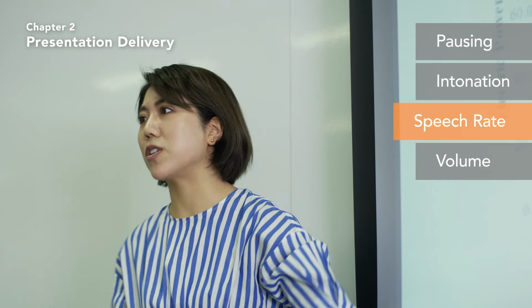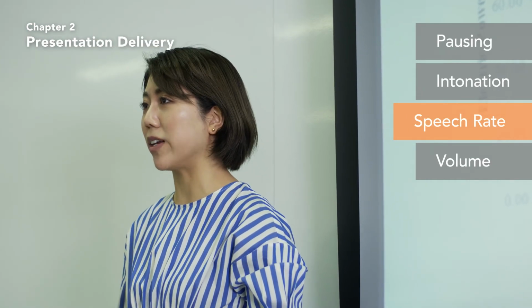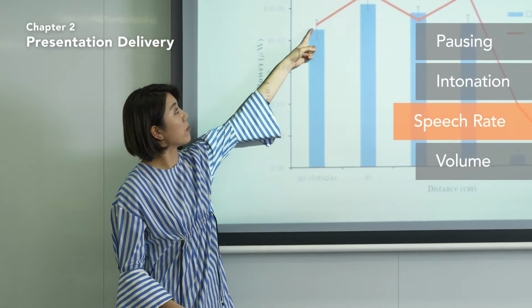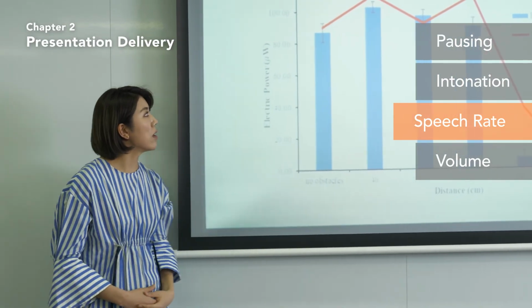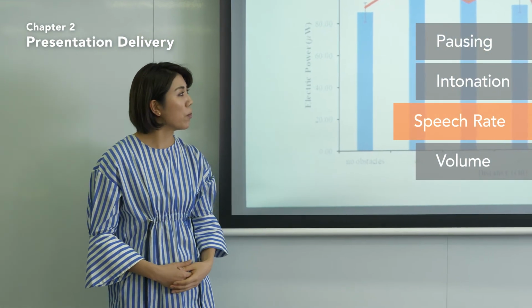This graph shows my results. It summarizes the speed of the wind that reached the turbine, which is represented by the line graph in red, and the turbine's output, which is demonstrated by the blue bar graph.